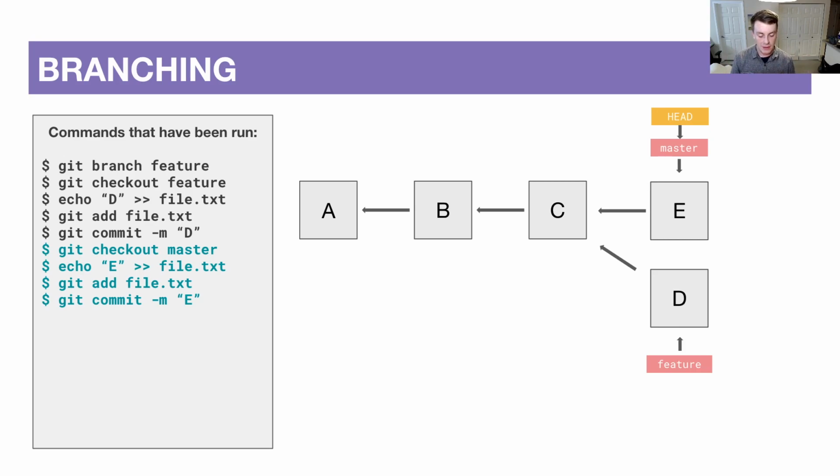Now, in the next video, I'm going to talk about how we get changes back into master. Like, what if I've been working on this feature for a really long time? I'm ready to ship it. How do I get these changes from feature back into master? We're going to use this thing called a merge to do that, which is the opposite of branching. But again, we'll get there in the next video.